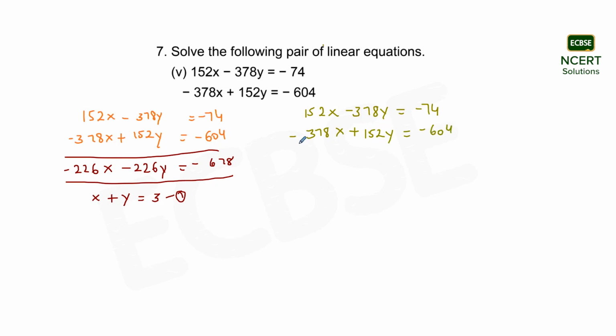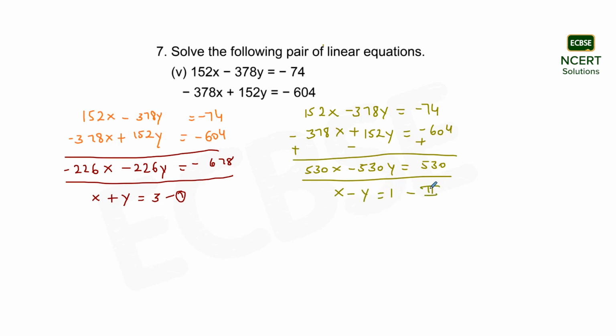So now in order to subtract the second from the first, I need to alter the sign of the second equation and add it to the first. So here I'll be getting 530x minus 530y, which is equals to 530. So now if I see this equation, I can take 530 common from both the sides. So here I'll be getting the equation as x minus y is equals to 1. Let me mark this equation to be the second equation.